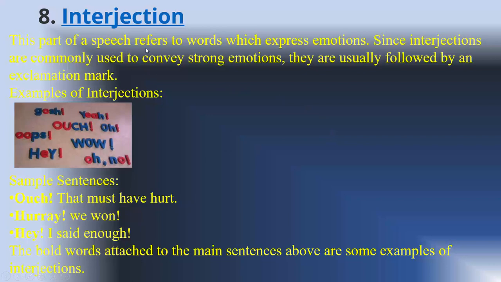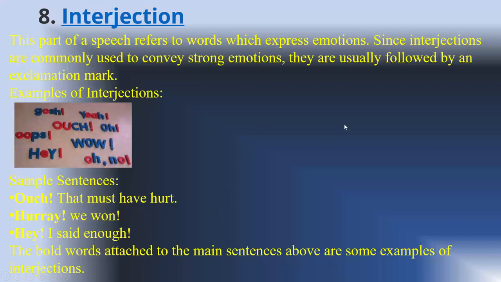Interjections. This part of speech refers to words which express emotions, since interjections are commonly used to convey strong emotions. They are usually followed by an exclamation mark. Emotions mean sadness, happiness, joy, surprise, and so on. So: ouch, that must have hurt. Hooray, we won. Hey, I said enough. The bold words attached to the main sentences above are some examples of interjections. This is an exclamation mark.